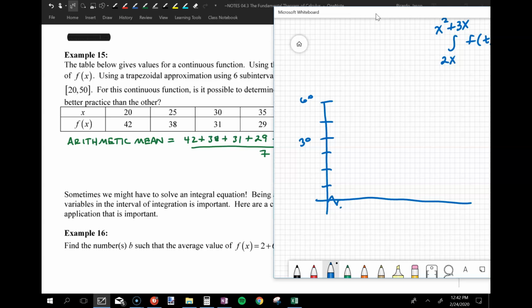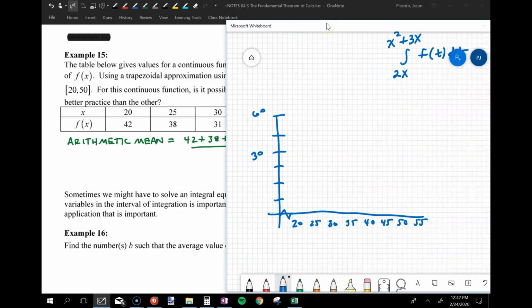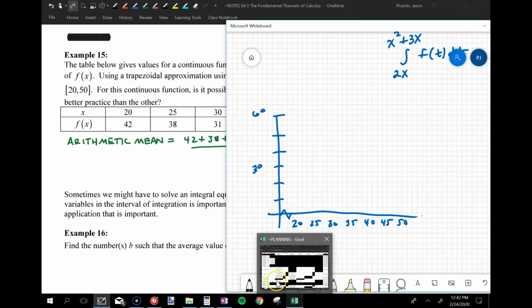So we're going to start 20, 25, 30, 35, 40, 45, 50, 55. Was that it? 20, 25, 30, 35, 40, 45, 50, 55. Oh, I only have to go up to 50 on the y-axis. Okay, all right, I got it. 30. Thank you.